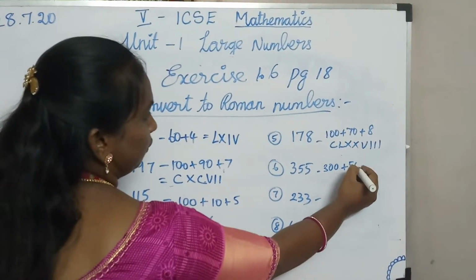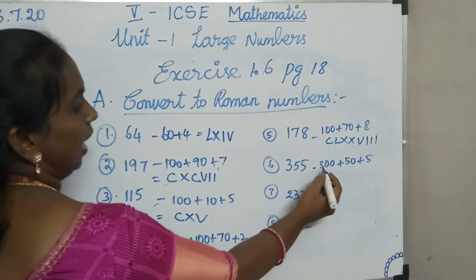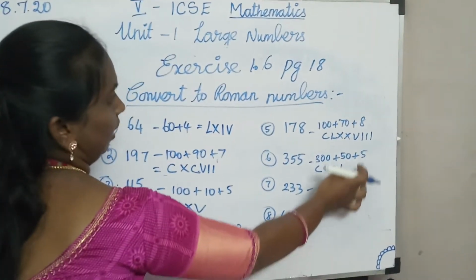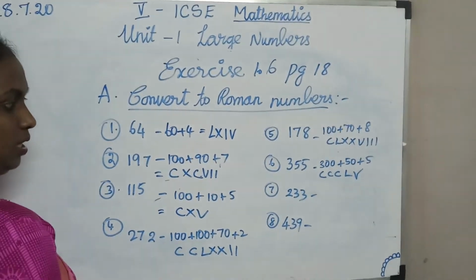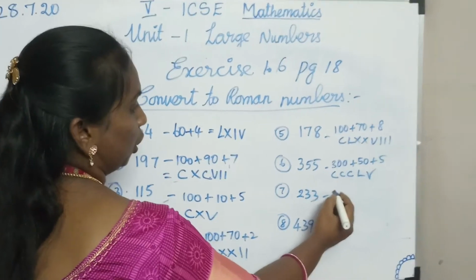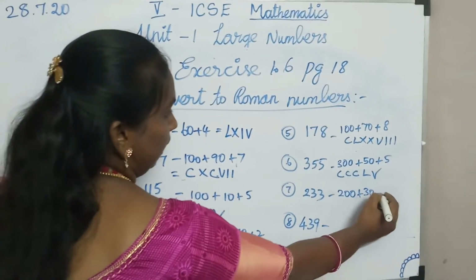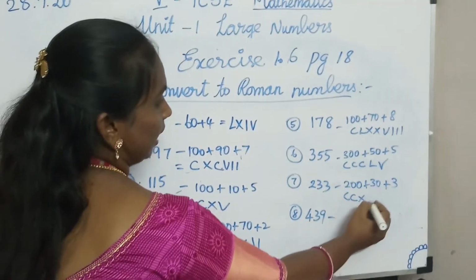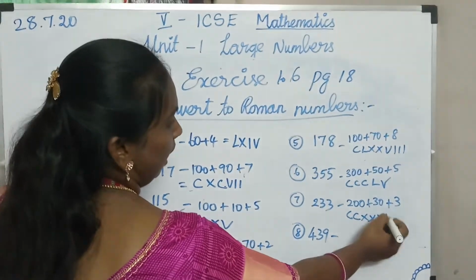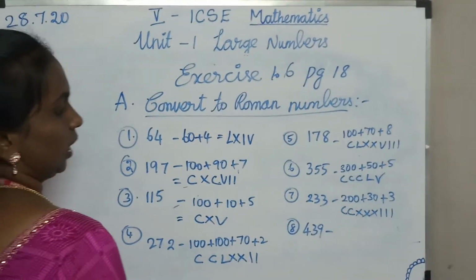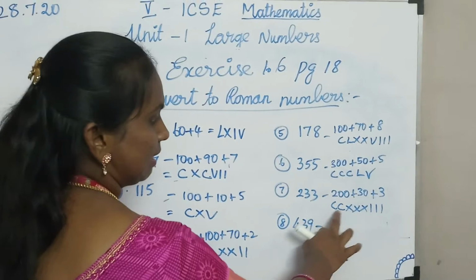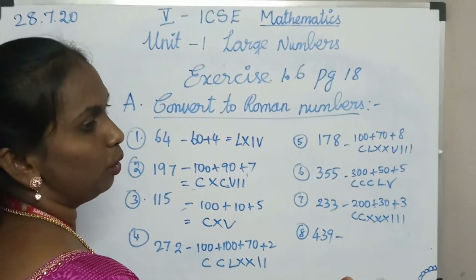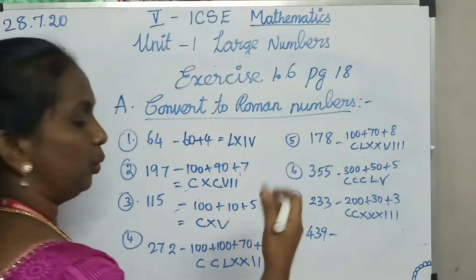Next, 355: 300 plus 50 plus 5. 300 is C, C, C. Next to that, 50 is L. Next, 5 is V. Understand, children? Next, 233. 200 is CC, 30 is XXX, 3 is III. We can use X, C and I letters only 3 times. More than that we should not use. These are the rules.